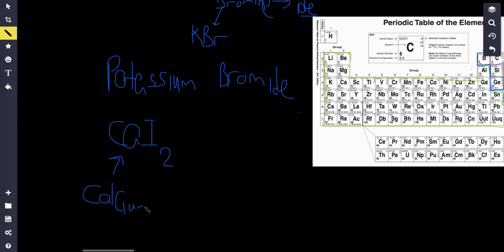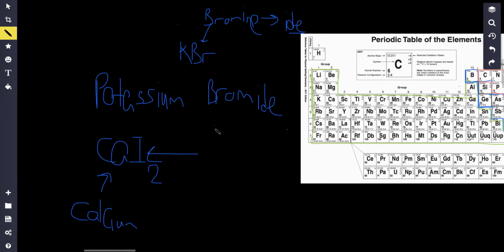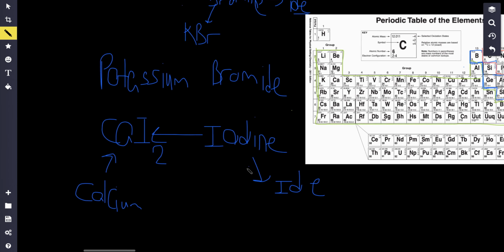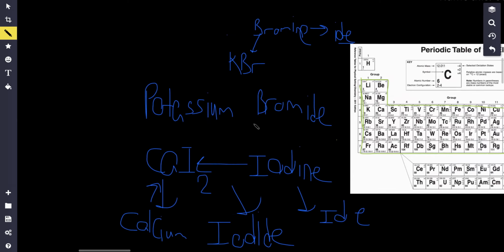Iodine, basically this I right over here, that's a non-metal, right? So metal plus non-metal. But remember that the ending has to end in IDE. Remember, you have to end this thing in IDE. So iodine becomes iodide, and that's going to be our answer. So keep the first thing the same, just add IDE at the end, and then that's going to be your answer.